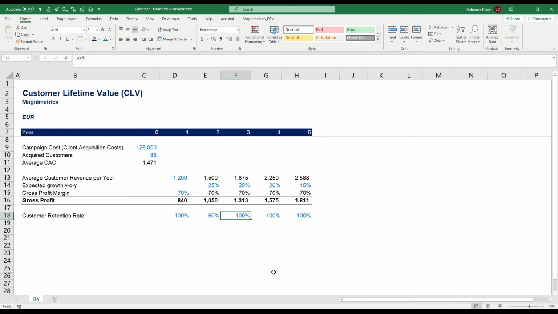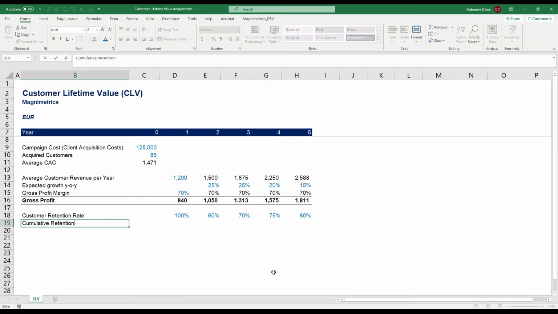So this will be 70, 75, and 80. And you can see that this increases a bit by the end. That's because more loyal customers remain. The next thing we need, and this can also be calculated on a historical basis, is our cumulative retention rate, the one that will apply to our gross profit.